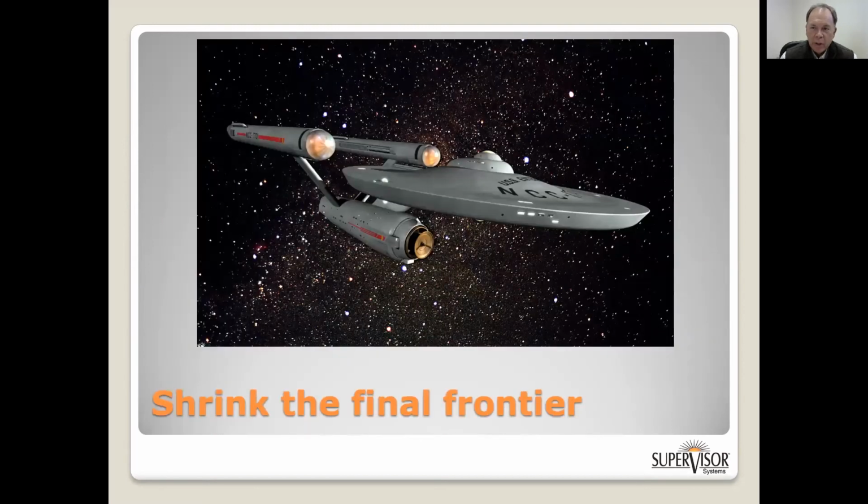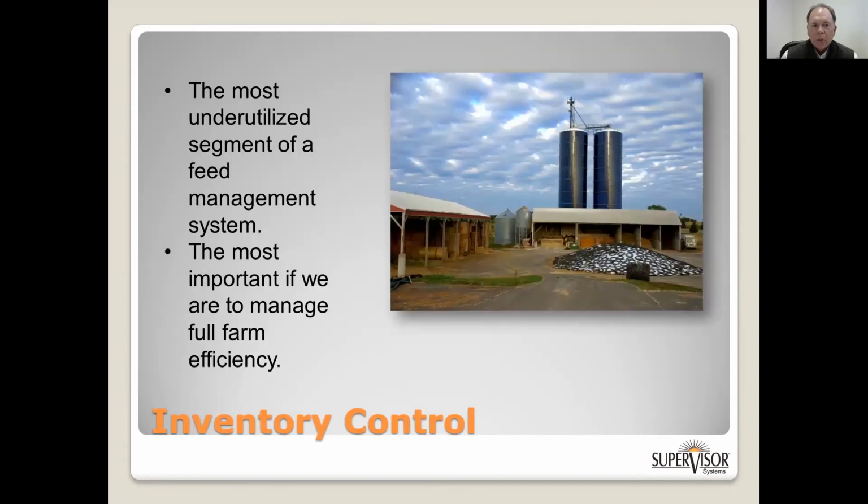I look at shrink as really becoming that final frontier, an area in total dairy management that's often overlooked because people don't have a really good sense or good handle on how to do it or how to manage it. So when you look at a feed management system, the most underutilized segment of it is inventory. And at the same time, inventory and managing inventory is probably the most important piece in managing full farm feed efficiency.